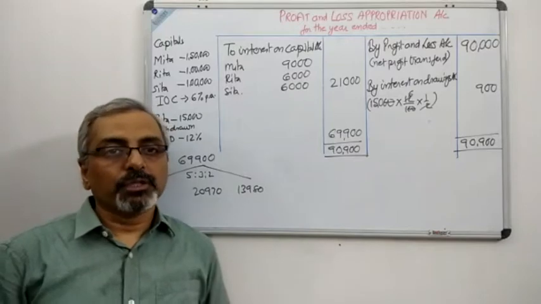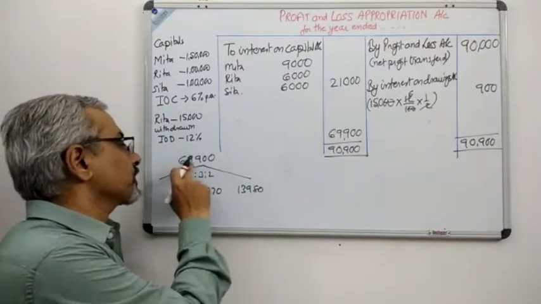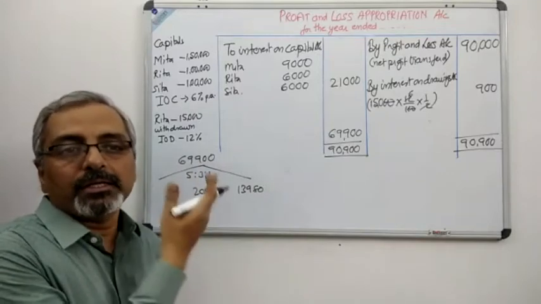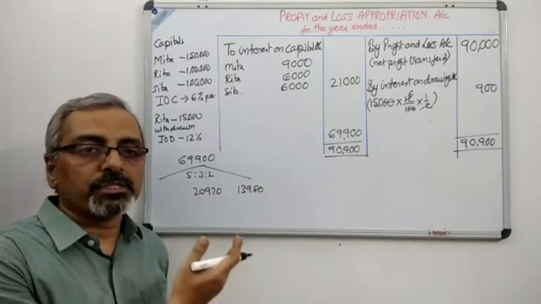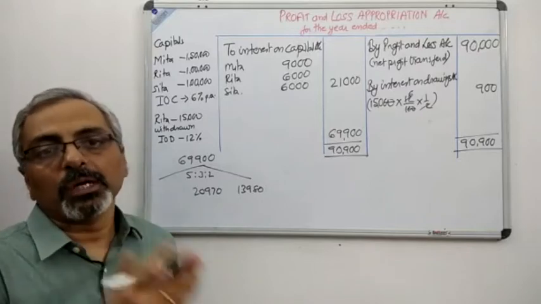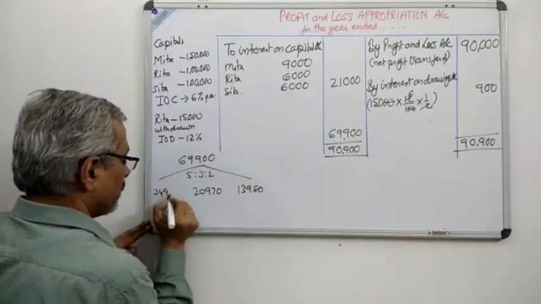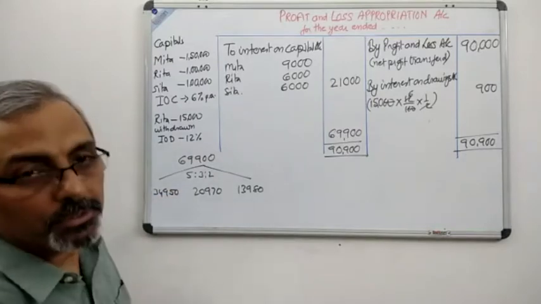And the share of first partner will be just half of 69,900 because the share is 5 by 10, and 5 by 10 is half. So if you calculate half of 69,900, the amount comes to 34,950. Now who was promised?